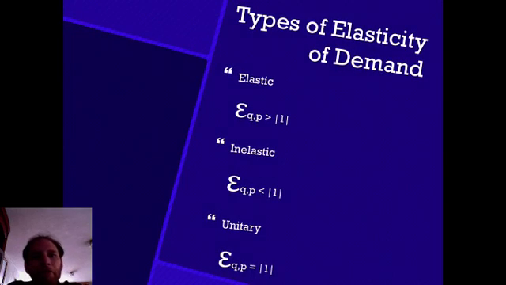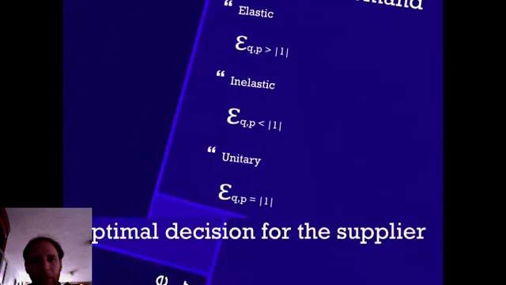Then we have three different types of elasticity of demand. One is when it is elastic. Regardless of the sign, could be positive or negative, doesn't matter. If it is higher than 1, it is elastic. Then, if it is lower than 1, it is inelastic. And finally, when it is equal to 1, it is unitary. We're going to see how we could apply these features later.